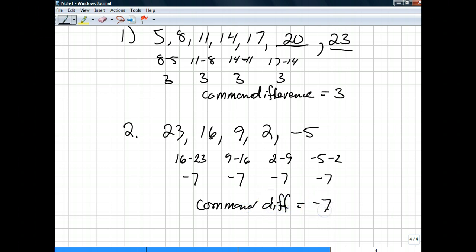So the common difference equals negative 7. Therefore, to find the next two terms, I just subtract 7 from negative 5, or I add negative 7 to negative 5, which gives me negative 12. And then I add negative 7 to negative 12, which gives me negative 19.